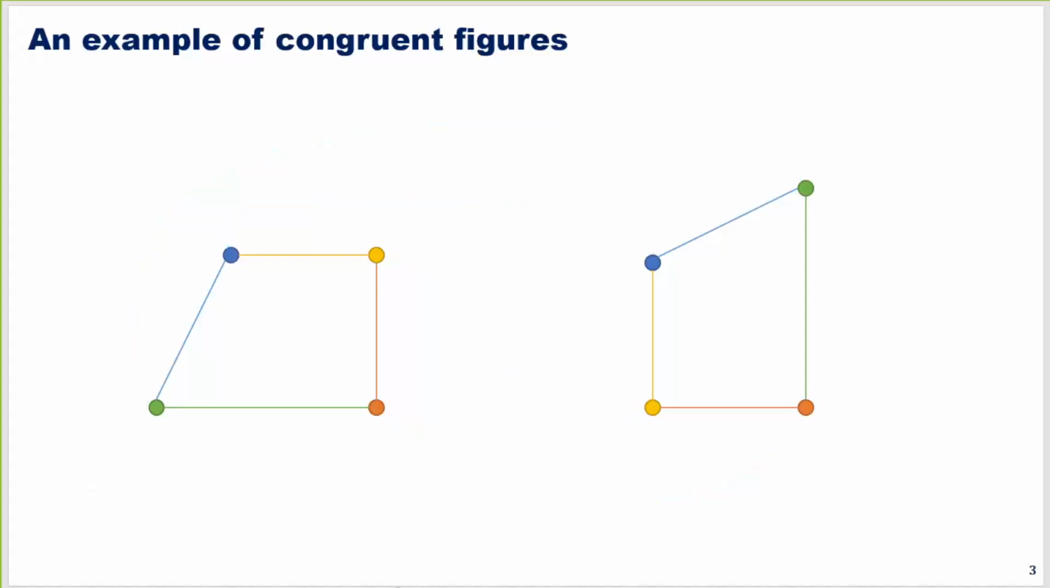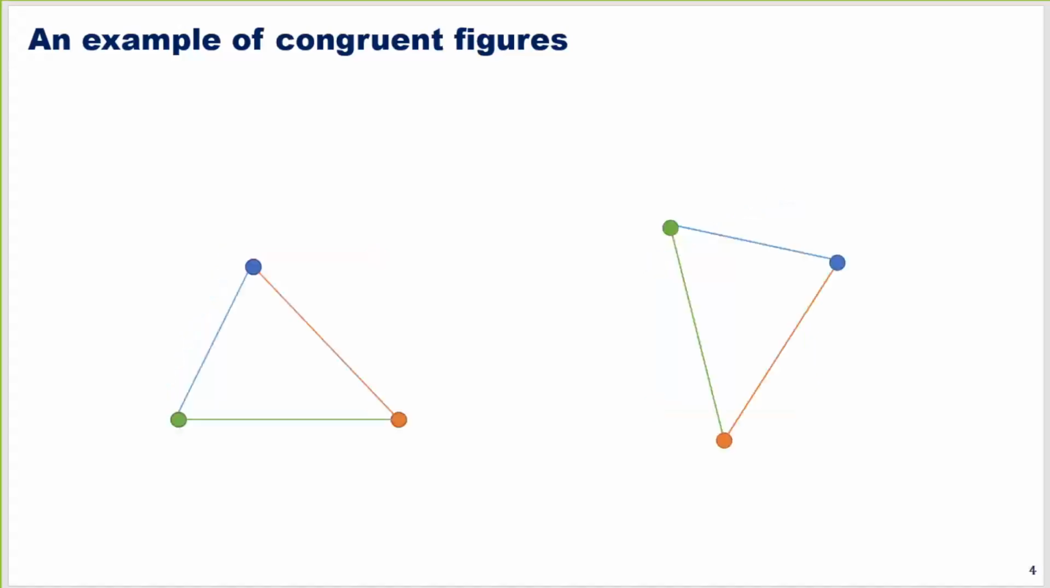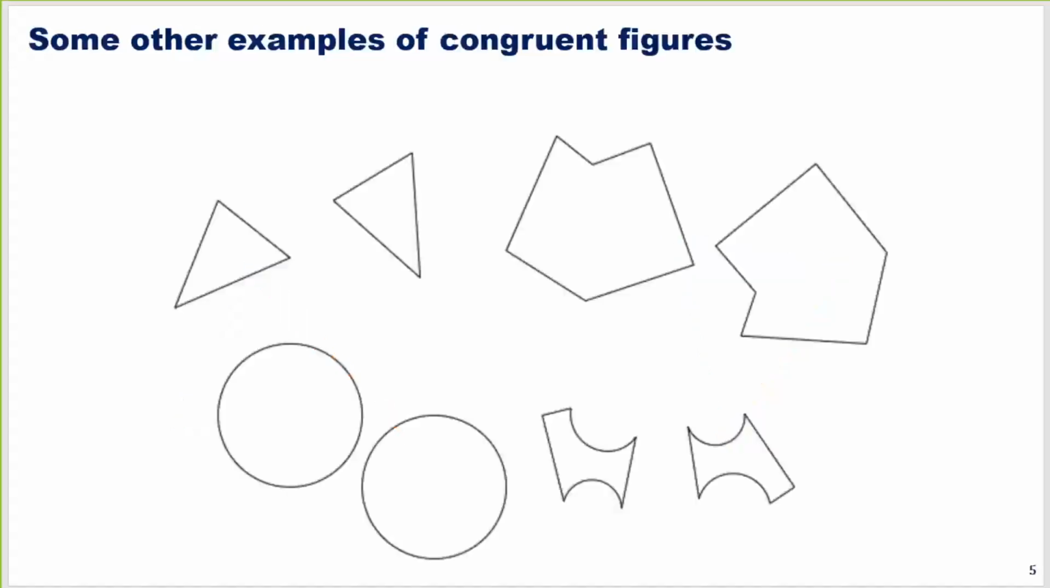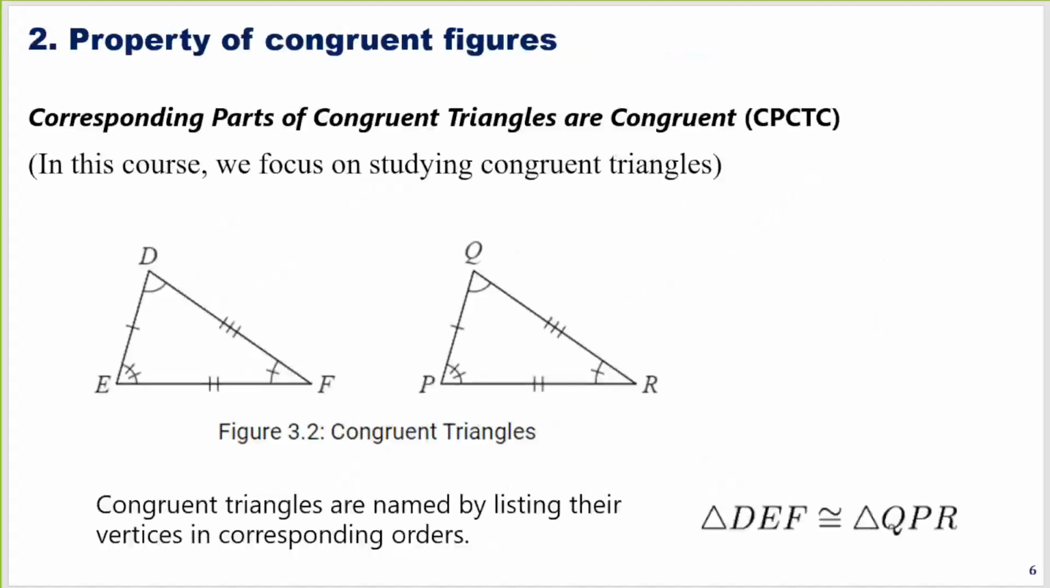And similarly, let's have a look at another example. These two triangles are exactly the same as each other, so they are also congruent figures, right? And here are some other examples. Note that congruent figures have some special properties, so let's have a look at their properties first.